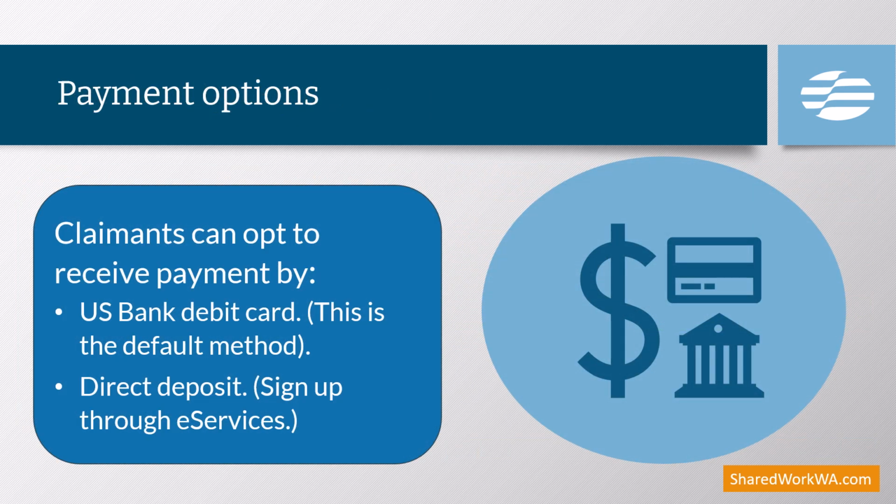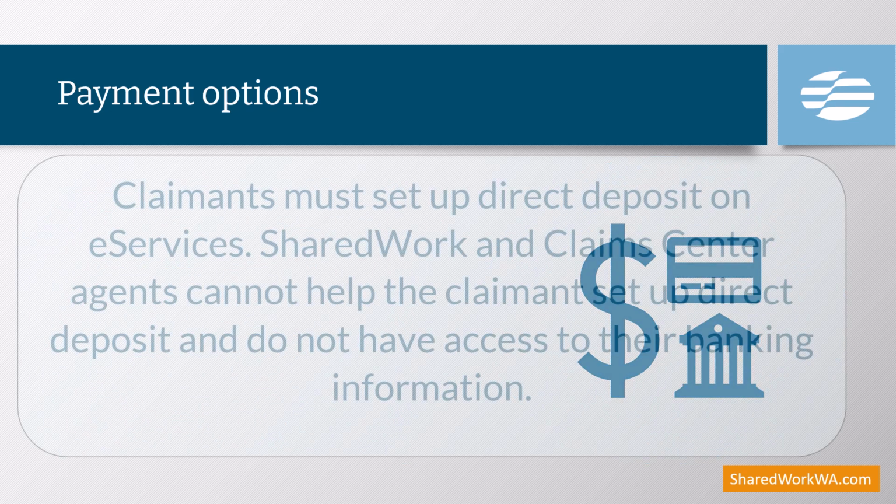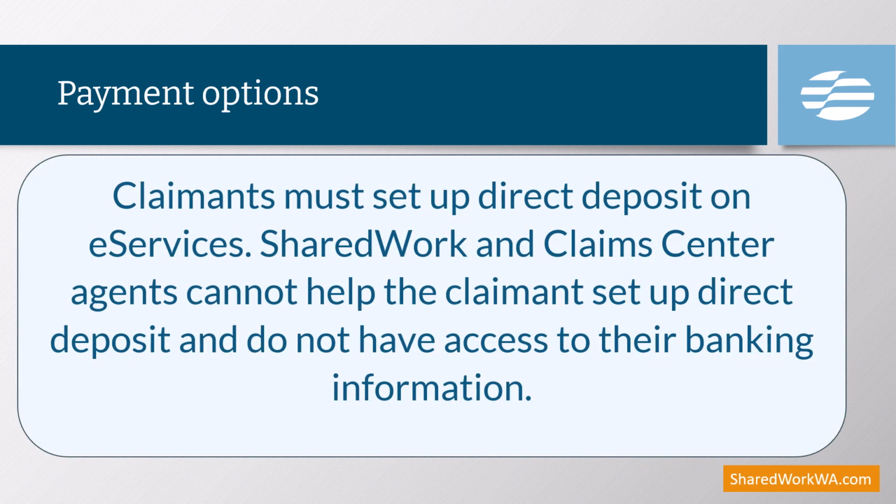Employees can choose to get paid by a debit card or through direct deposit. A debit card is the default method of payment. The debit card is mailed to the claimant at the time they open their claim. For direct deposit, employees must have an eServices account to sign up. Step-by-step instructions are provided in your welcome email and on our website at esd.wa.gov. Claimants must sign up for direct deposit online. SharedWork and Claim Center agents cannot set up a claimant's direct deposit and do not have access to their banking information.